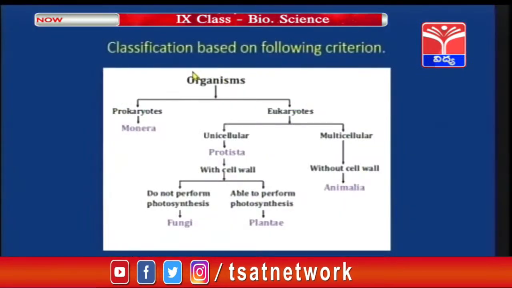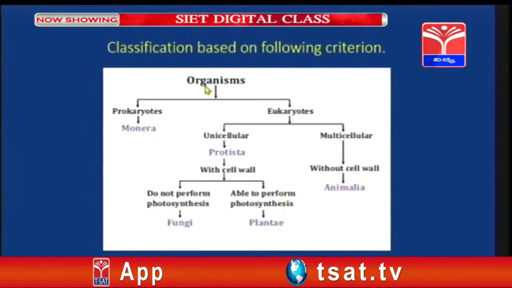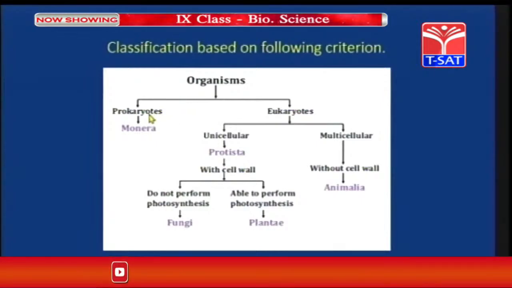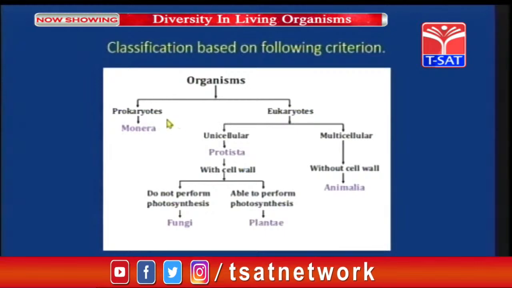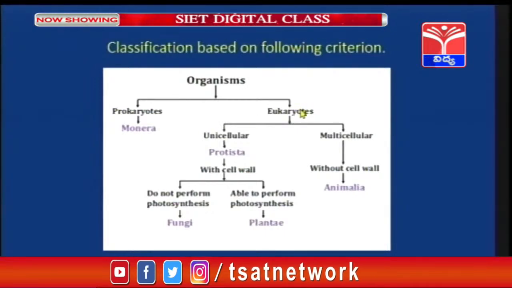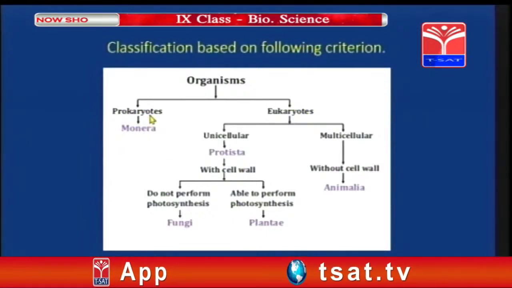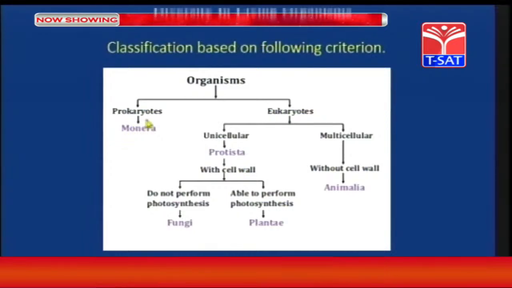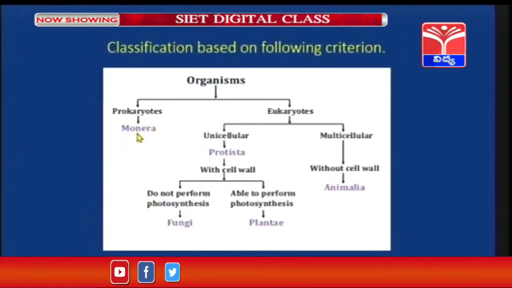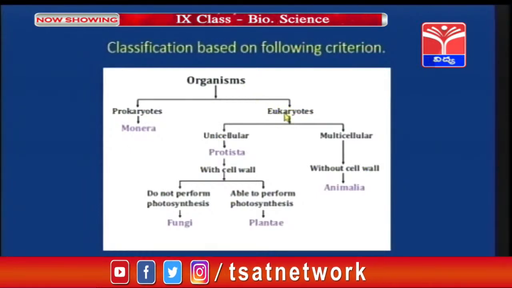Children, let us know the classification based on the following criterion. That is, the living organism is classified on the first criterion, that is prokaryotes and eukaryotes. Prokaryotes means the nucleus is absent, and in eukaryotes a well-developed nucleus is present. As you can see over here, the organisms present in prokaryotes are Monera. Yes children, Monera come under prokaryotes, that means there is no nucleus. A well-developed nucleus is present in eukaryotes.